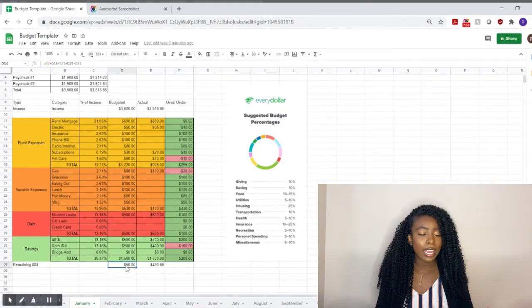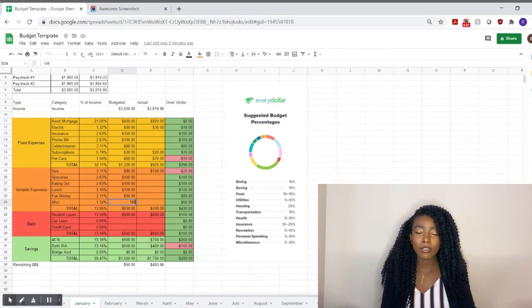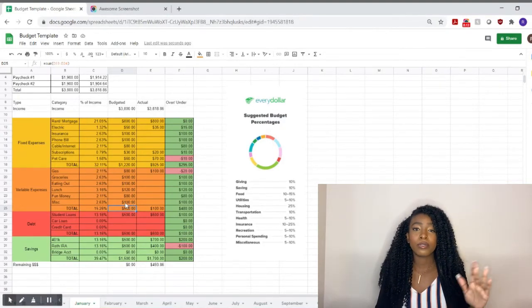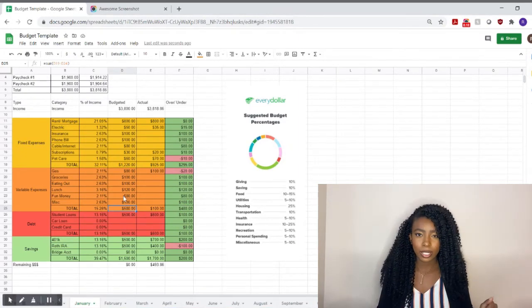So last would be the remaining dollar amount values of your budget. So here you see I have an extra $50 at the end of the month, and I could always put that to my miscellaneous. That way every dollar has a place, and that will leave me at a $0 budget. That way I don't just have $50 floating around and then all of a sudden I spend it shopping.